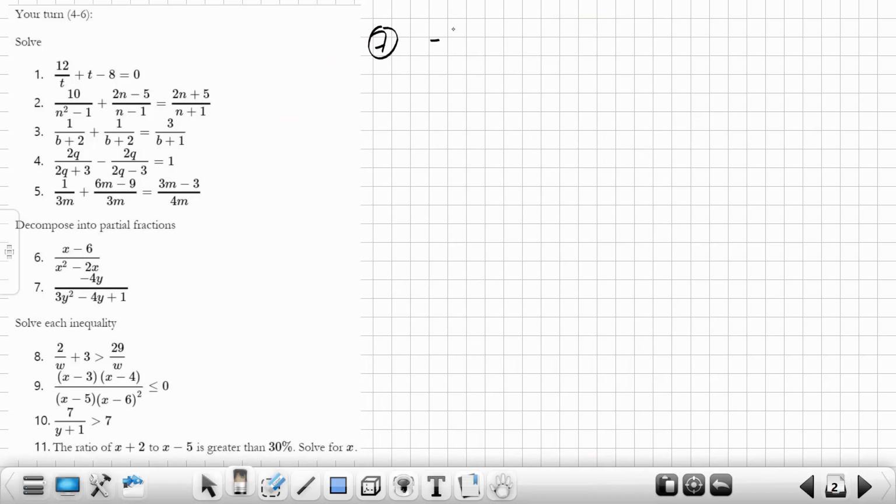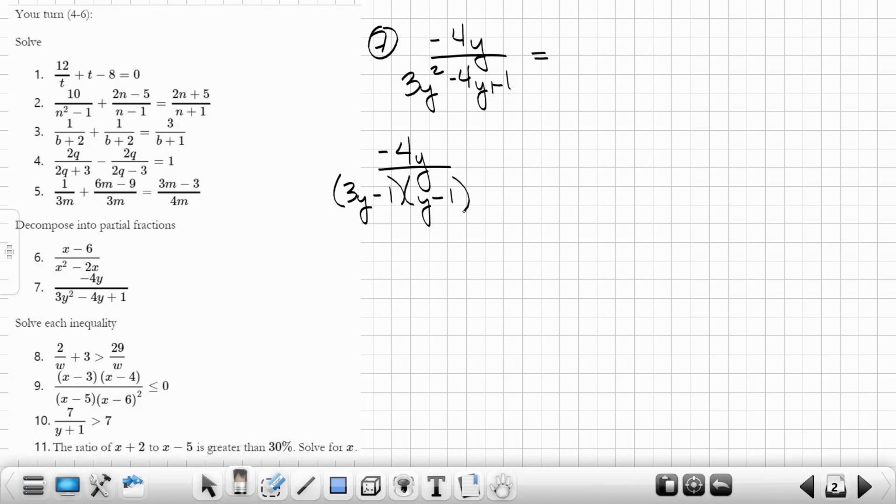We have -4y over 3y squared minus 4y plus 1. And then I leave that blank up there for my answer later. So down here, I'm going to put my factored form. So that's going to be 3y minus 1 times y minus 1.